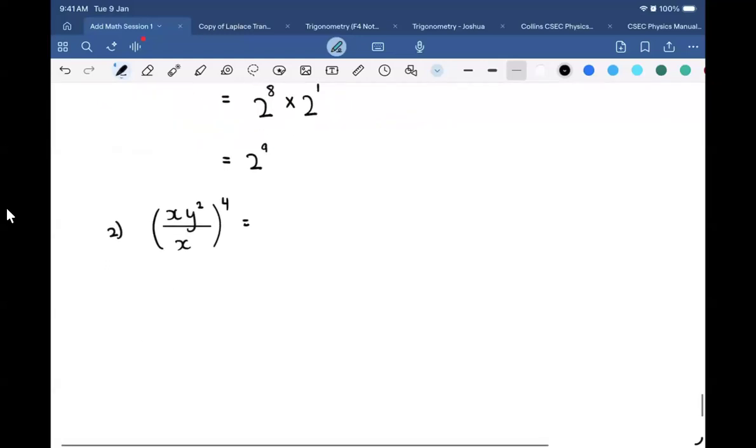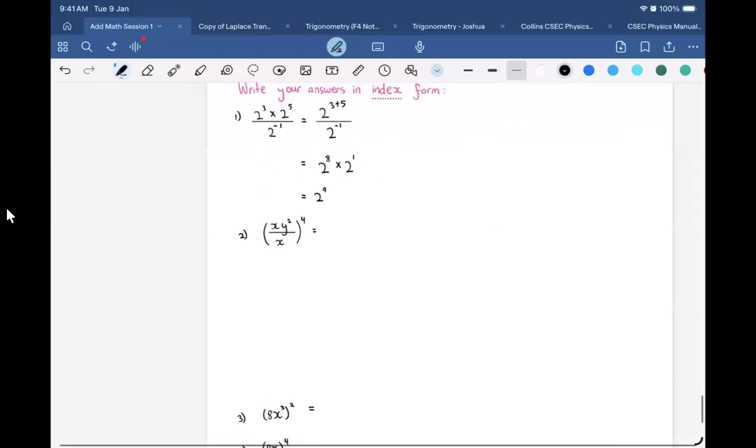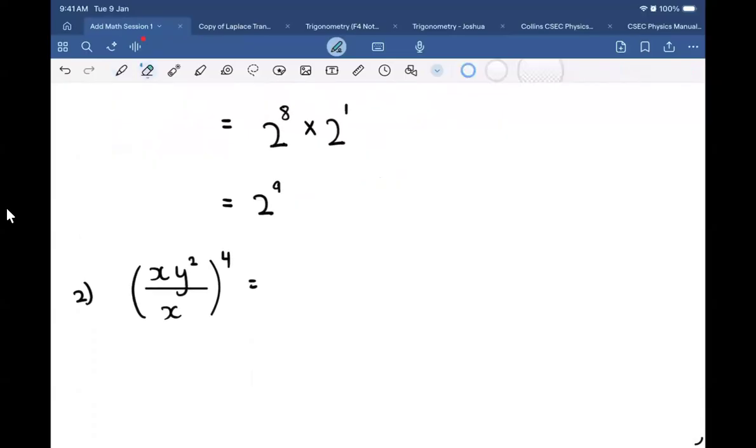So let me do number 2 as well one time. So we have a fraction here, and everything is in brackets to the power 4. So let's split this up. I'm going to remove the brackets and do what? See if you can tell me. x to the power 4, and then y squared to the power 4, and then x to the power 4.